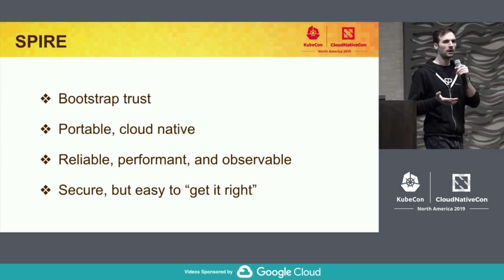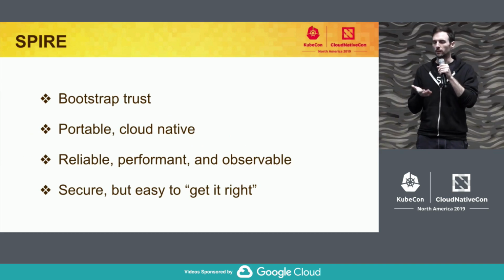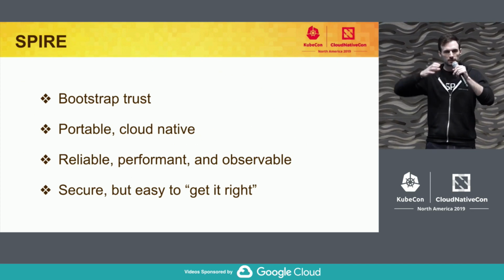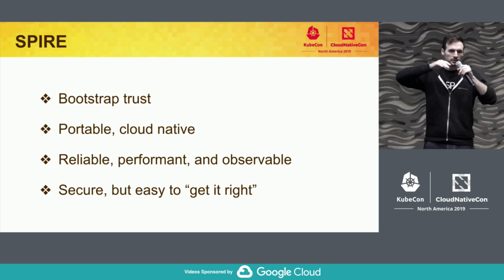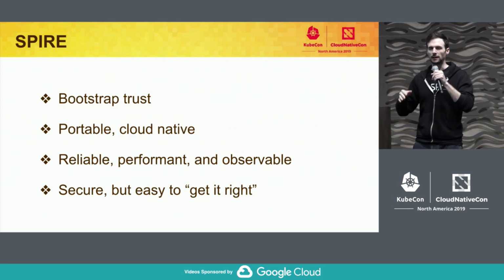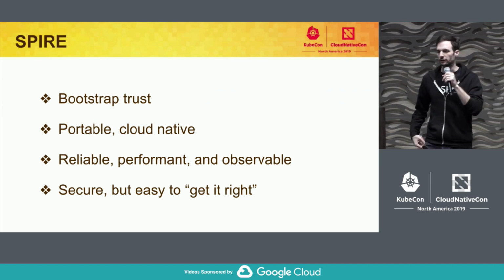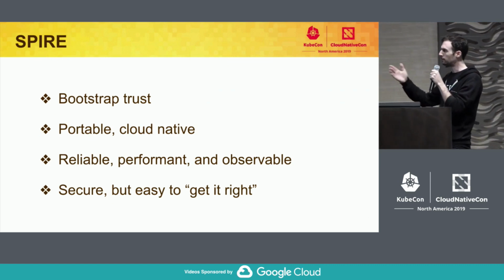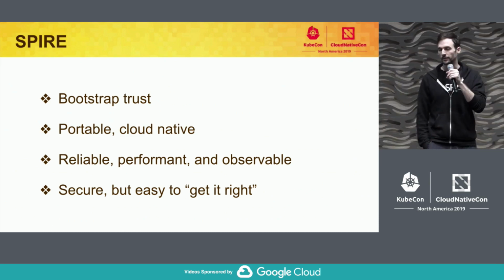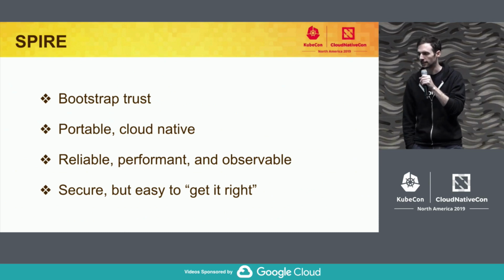First and foremost, what SPIRE is trying to do is solve this problem of bootstrap of trust. We saw in the earlier slide, trust comes from your organization, and you want to allow that to permeate into all of the components in your system. And so what SPIRE does is it allows that trust to permeate into your infrastructure. It needs to be portable, it needs to be cloud native, it needs to run on the public cloud, private cloud, bring your own hardware, anything. And we'll talk about what that looks like in a minute.